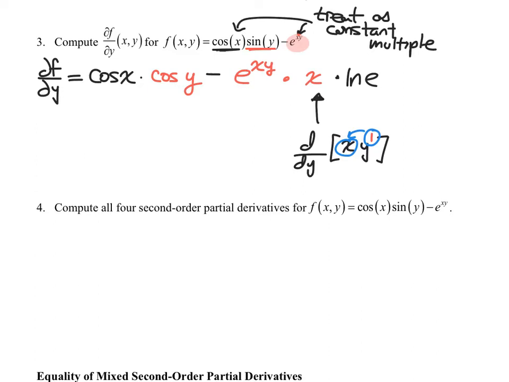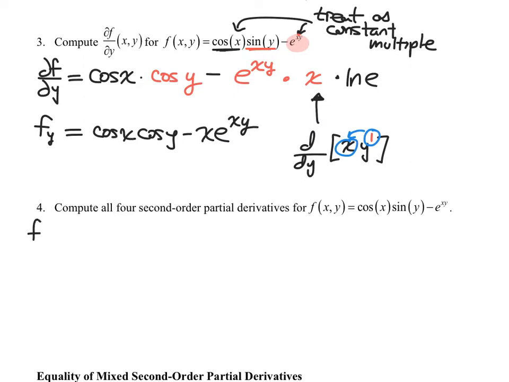I'm just gonna clean up this one just a tiny smidge and write it as cosine x cosine y minus x e to the xy. Just a tiny little bit, just to make life a little bit easier. I'm also going to use the other notation, f sub y, because as fancy as the delta f delta y is, and as cool as you feel writing it, it does get a little old having to write that over and over again, especially for the second order stuff.